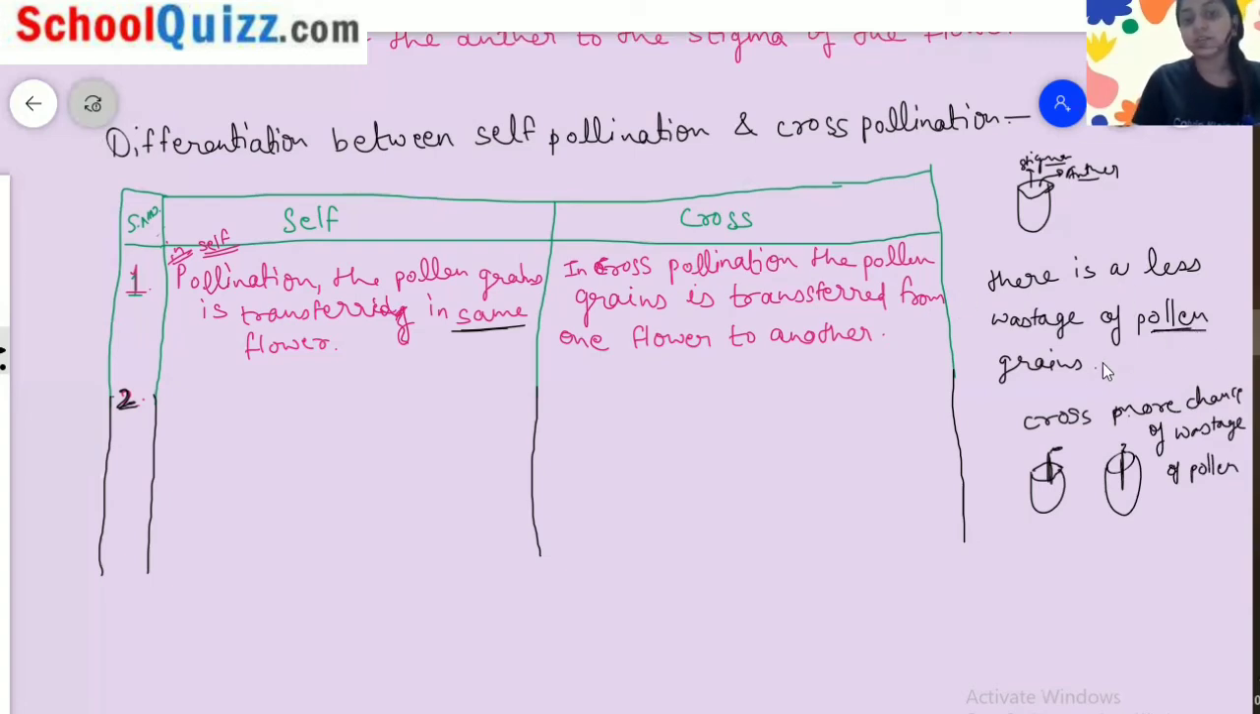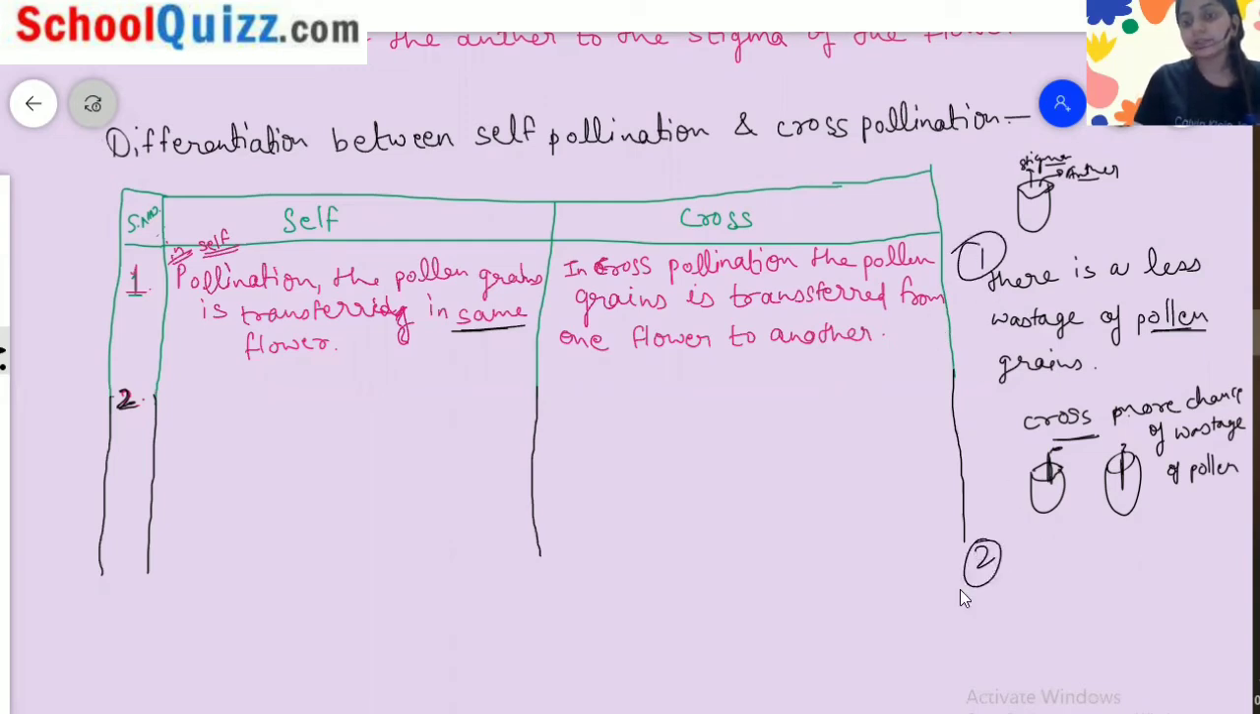And in the self pollination, the pollen grains are less required for the fertilization. Okay, just a second. So in the self pollination fewer pollen grains are required, and in the cross pollination more pollen grains are required, as you know that some of the pollen grains will be wasted by means of the transferring. Okay, so this is the one important point.